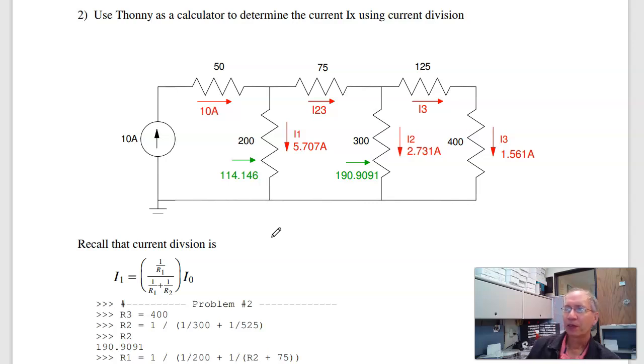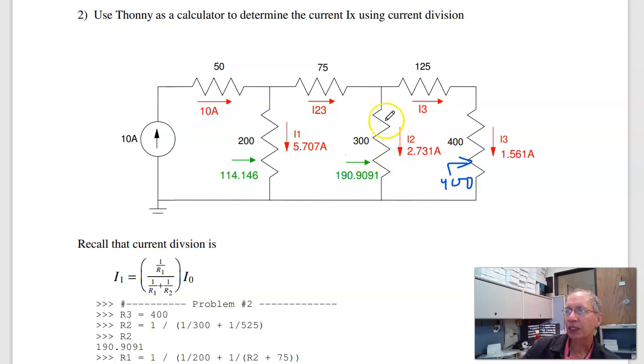Problem 2. Find the currents using current division. Now the equation for current division is in terms of admittances. For voltage division, I use resistance. In current division, I use admittance. So for I1, it'll be 1 over 200 over 1 over 200 plus 1 over all this mess. So what I need to do first is find the resistances looking right. This right here, obviously, is just 400 ohms.